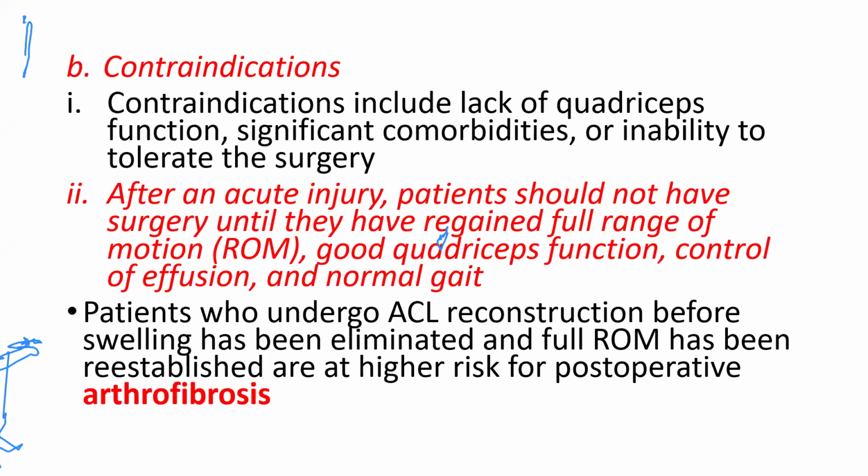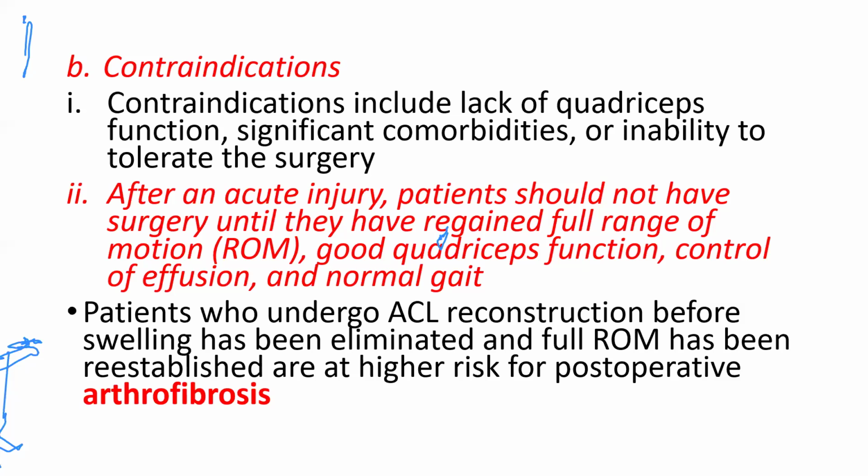What are the contraindications? The contraindications include lack of quadriceps function, significant comorbidities, or inability to tolerate the surgery. After an acute injury, patients should not have surgery until they have regained full range of motion. Be careful. When you get a patient and you see that he has an ACL injury, don't immediately say you want to do surgery. You should put them through a set of physiotherapy to regain the full range of motion.